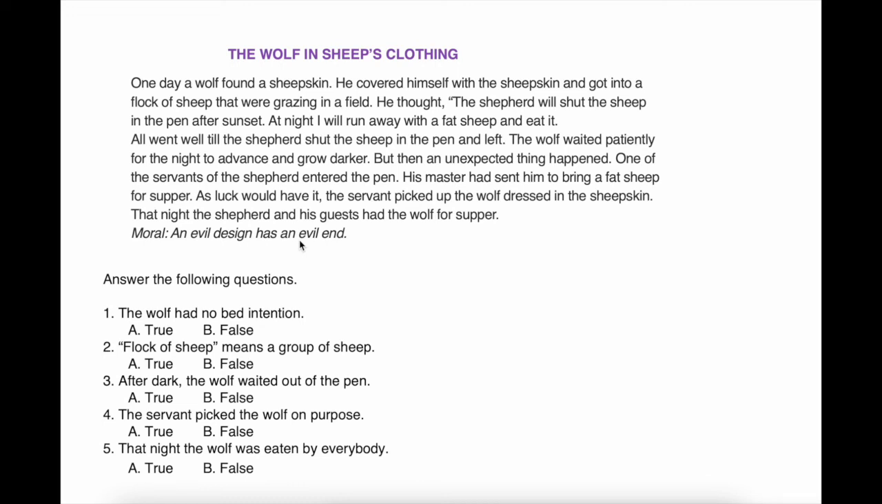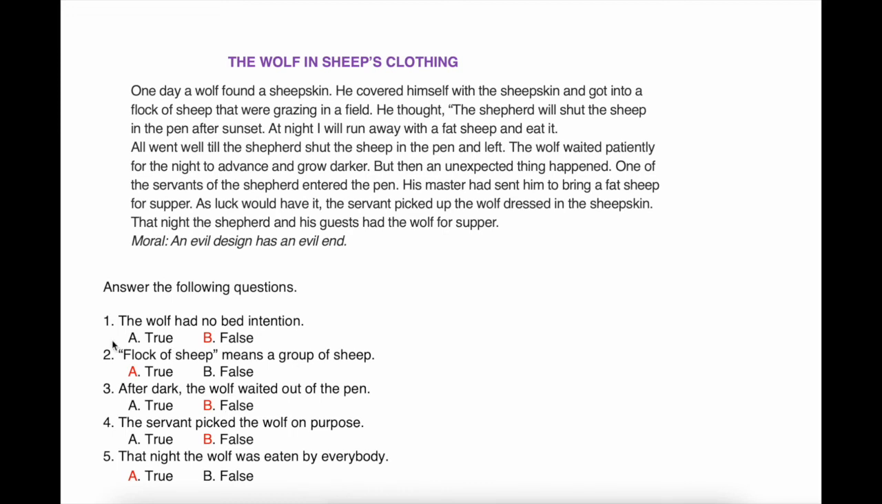Now, answer the questions. 1. The wolf had no bad intention. This is false because his intention to get a fat sheep and then run away with it and eat it. Flock of sheep means a group of sheep. That's true. Yani koyun sürüsü.